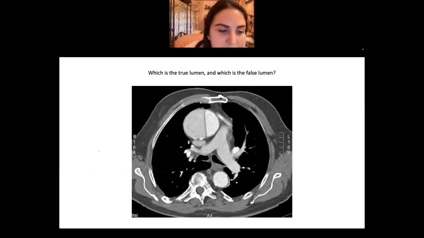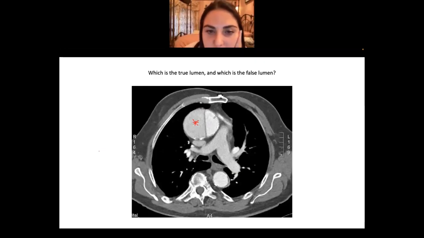I actually had a true false lumen question on STEP. They showed me literally a CT scan. It was like, which one is the true and false lumen? So with this, how do you diagnose which one's the true lumen, which one's the false lumen? The false lumen is always bigger. Oops, I thought I labeled it. Oh, my bad. This would be the false lumen.